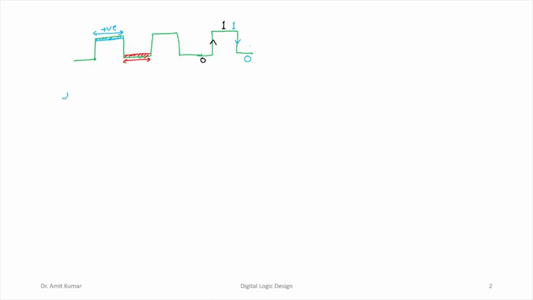Now for a clock pulse, let us assume that its positive level is increased and it is tending to infinity, right? So what we can say is the circuit is always in the active high state of its operation. So during the entire positive level, the circuit is functional. It will always process the inputs and generate the output.